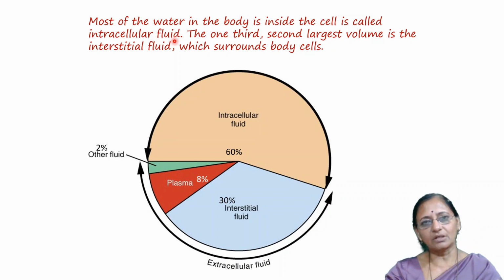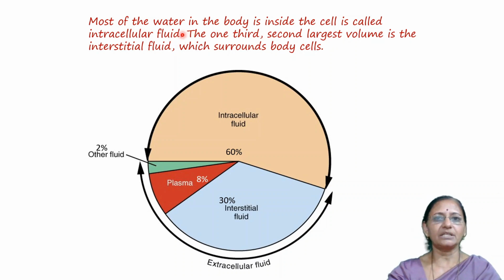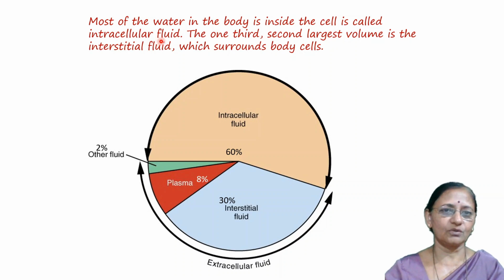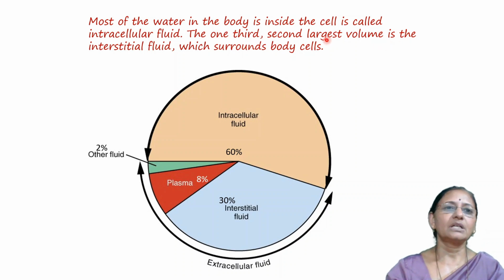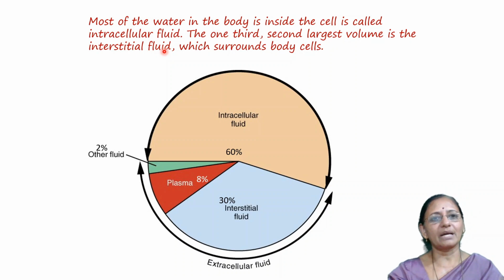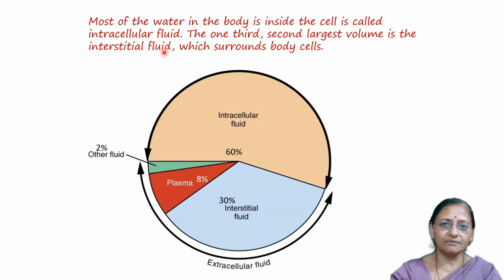Most of the water content in the body is present inside the cell, in the form of intracellular fluid. The second largest volume is the interstitial fluid. One third is formed by the interstitial fluid, which surrounds the body cells.